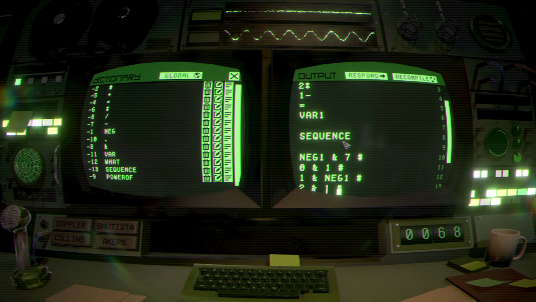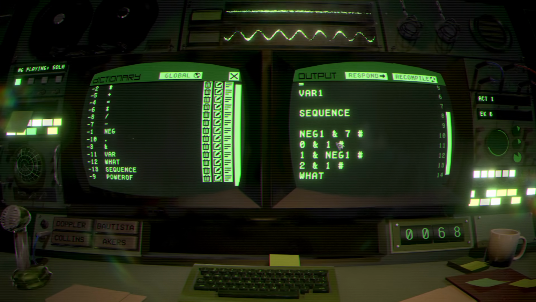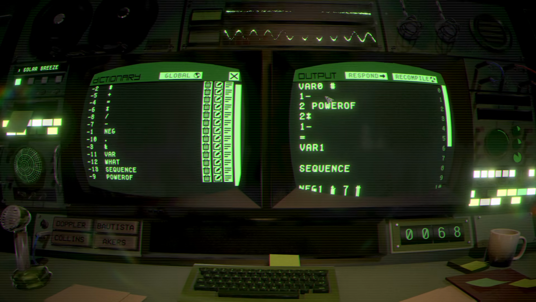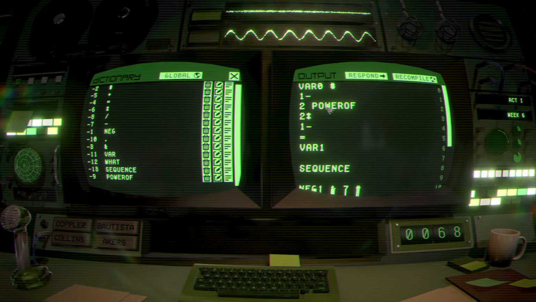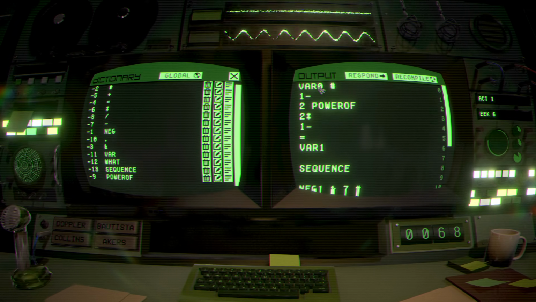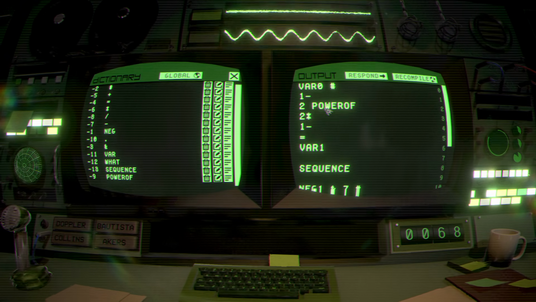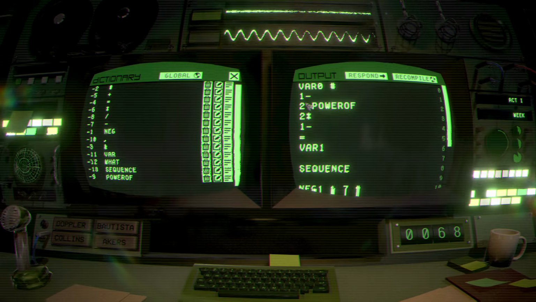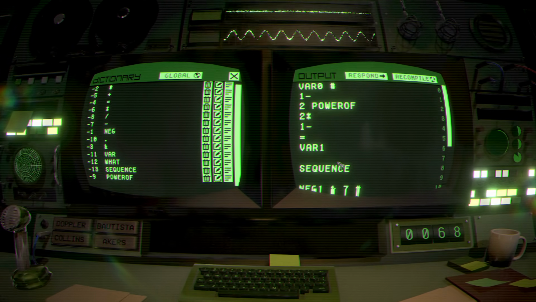You know what? I think that works. I like it. Okay, so variable 0. This is a long one. Variable 0 minus 1 squared times 2 minus 1 equals variable 1.